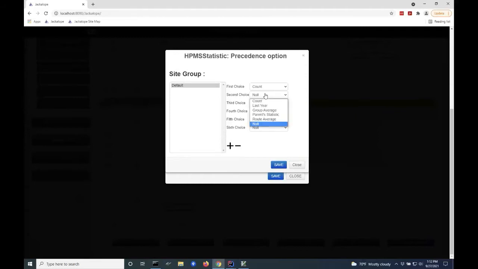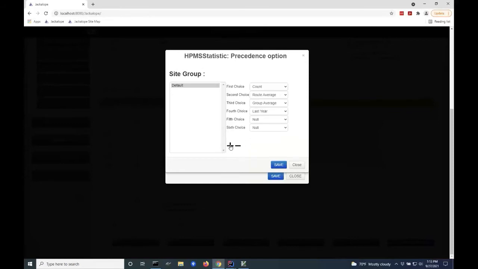The second choice might be, well, if I don't have a count, then let's see if we can use the group average. Oh, and if I don't have a group average, actually, let's do this. Let's use a route average. Route averages are better than group averages. So we're going to do group average, and if all those fail, then we're just going to use last year's. That's fine, and that can be your default precedence.